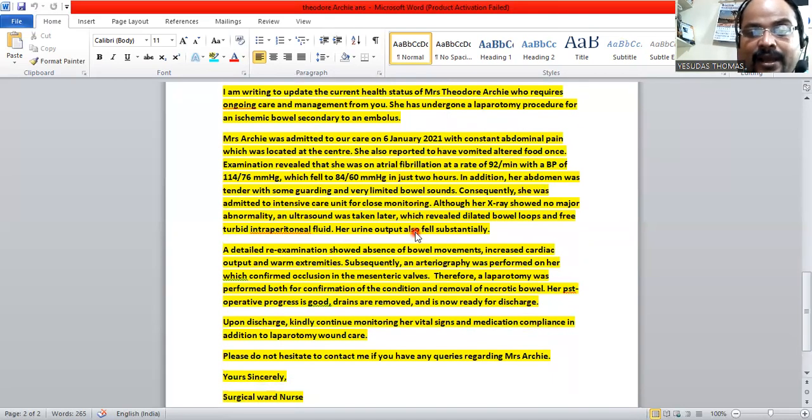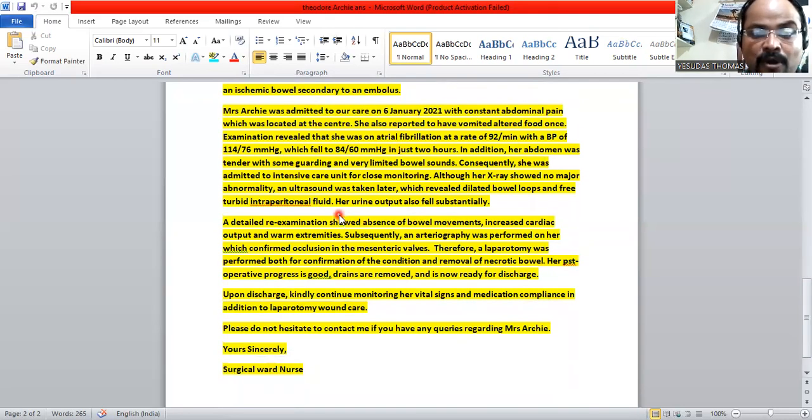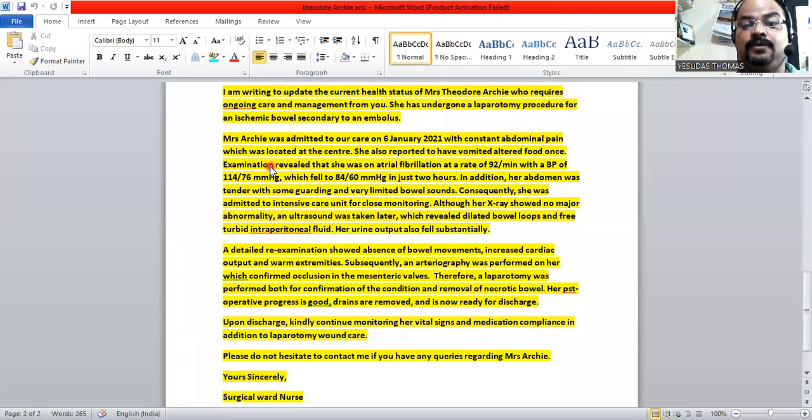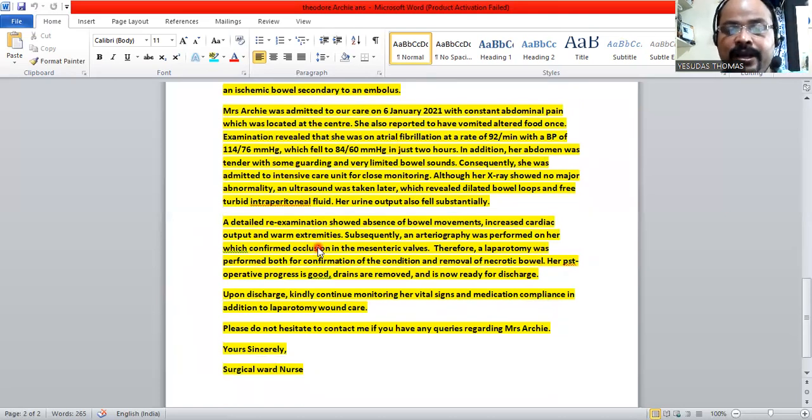Although her X-ray showed no major abnormality, an ultrasound was taken later, which revealed dilated bowel loops and free turbid intraperitoneal fluid. Her urine output also fell substantially. So this is what we have seen about Mrs. Archie at the hospital, how she came, what we observed. We examined further what happened to her.